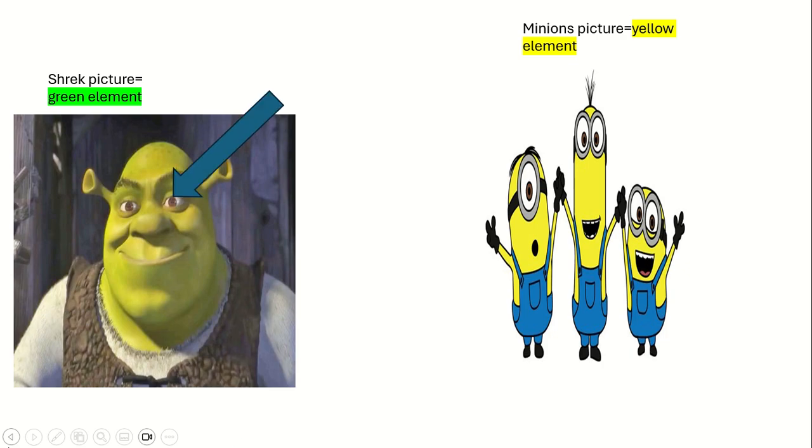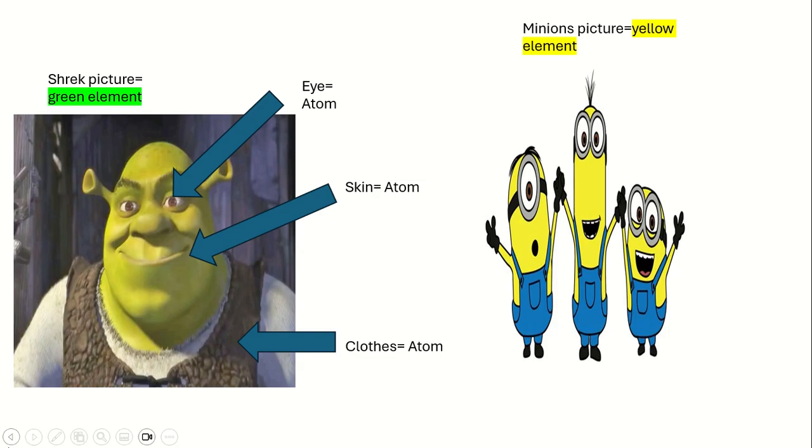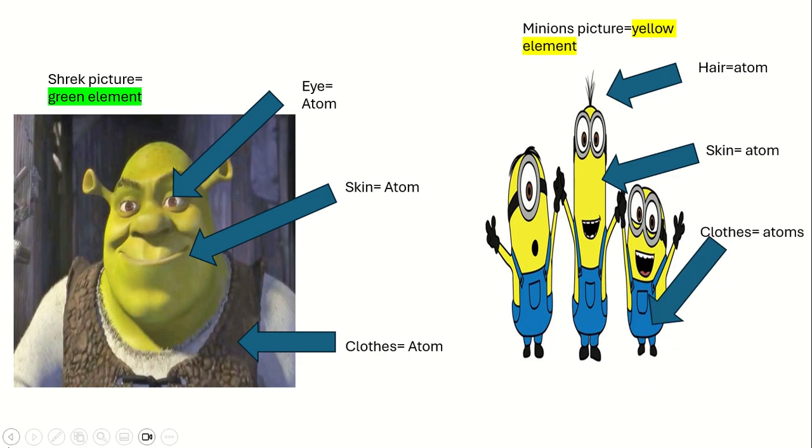Let's look to the left at Shrek's eye. Anything on this Shrek here, his eye, we can call it an atom. His skin, we can call it an atom. His clothes, we can call it an atom. Isn't that so simple? So anything on Shrek, call it an atom. It's not hard. You can pass, get 100%, right? Let's look at this minion. Anything on this minion, his hair, guess what it is? Simple. Again, it's an atom. His skin, it's an atom. His clothes, it's an atom. Isn't that so easy to understand?